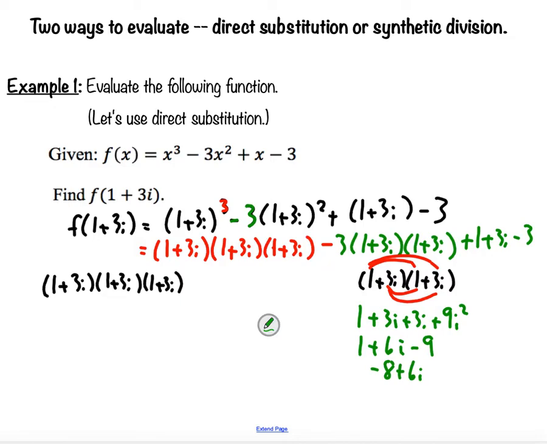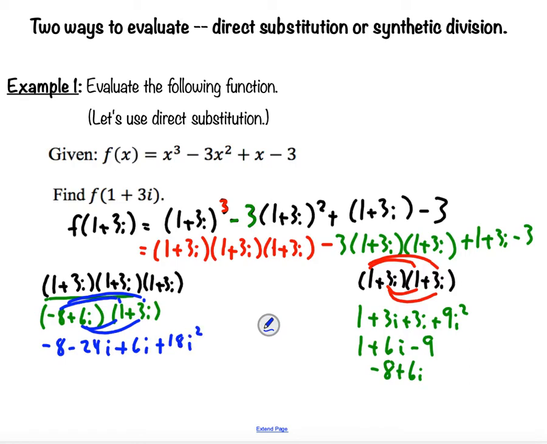So since we already found what 1 plus 3i times 1 plus 3i is, in that place right there I'm going to put negative 8 plus 6i. And then we still have to multiply that, so let's do that. We can fold that out. Negative 8 times 1 is a negative 8. Negative 8 times 3i is a minus 24i. 6i times 1 is 6i. 6i times 3i is 18i squared.